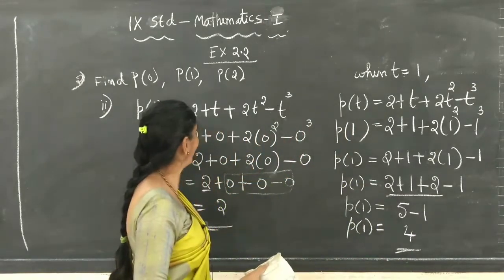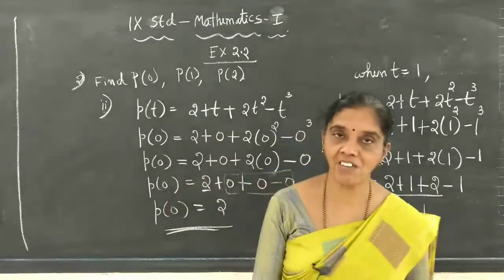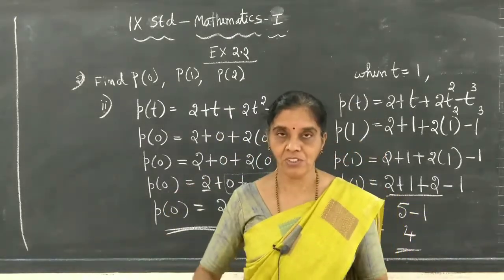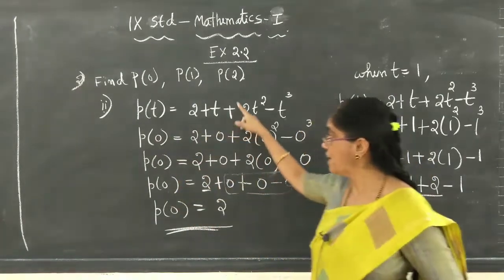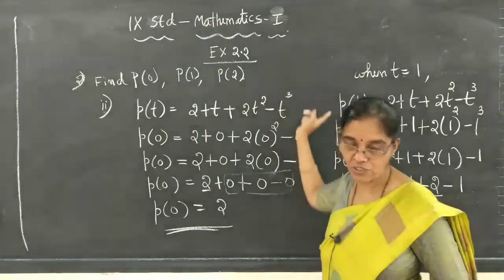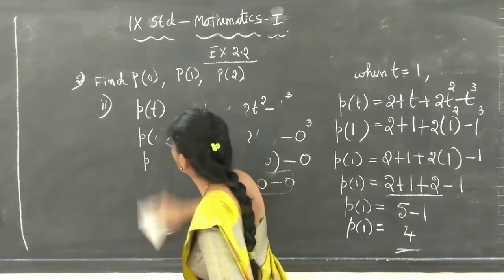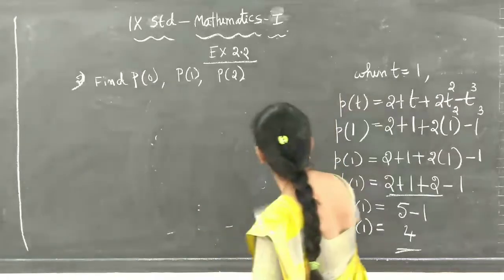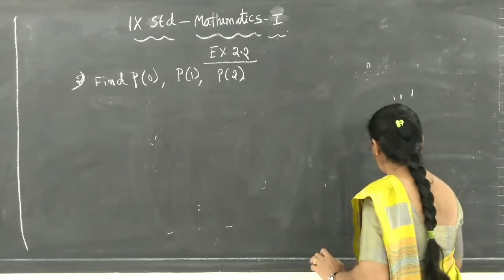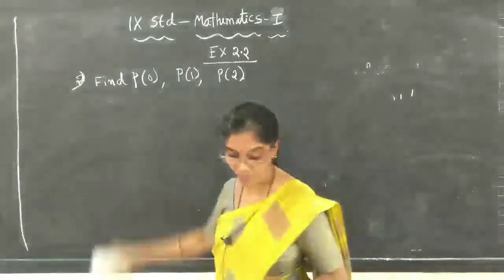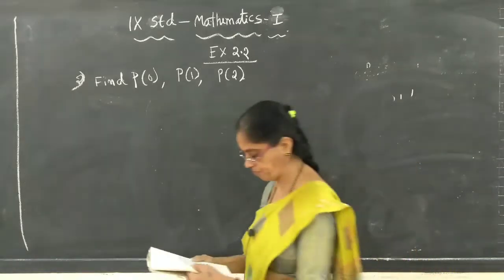I hope you will find the same manner here. Will you try, children? I will do one more if you want to get the clear picture. I will do the last fourth one. One more step is there. Find P2. I hope you understood how to solve the problem. So one more problem I will take. That is the fourth one I will take, children.